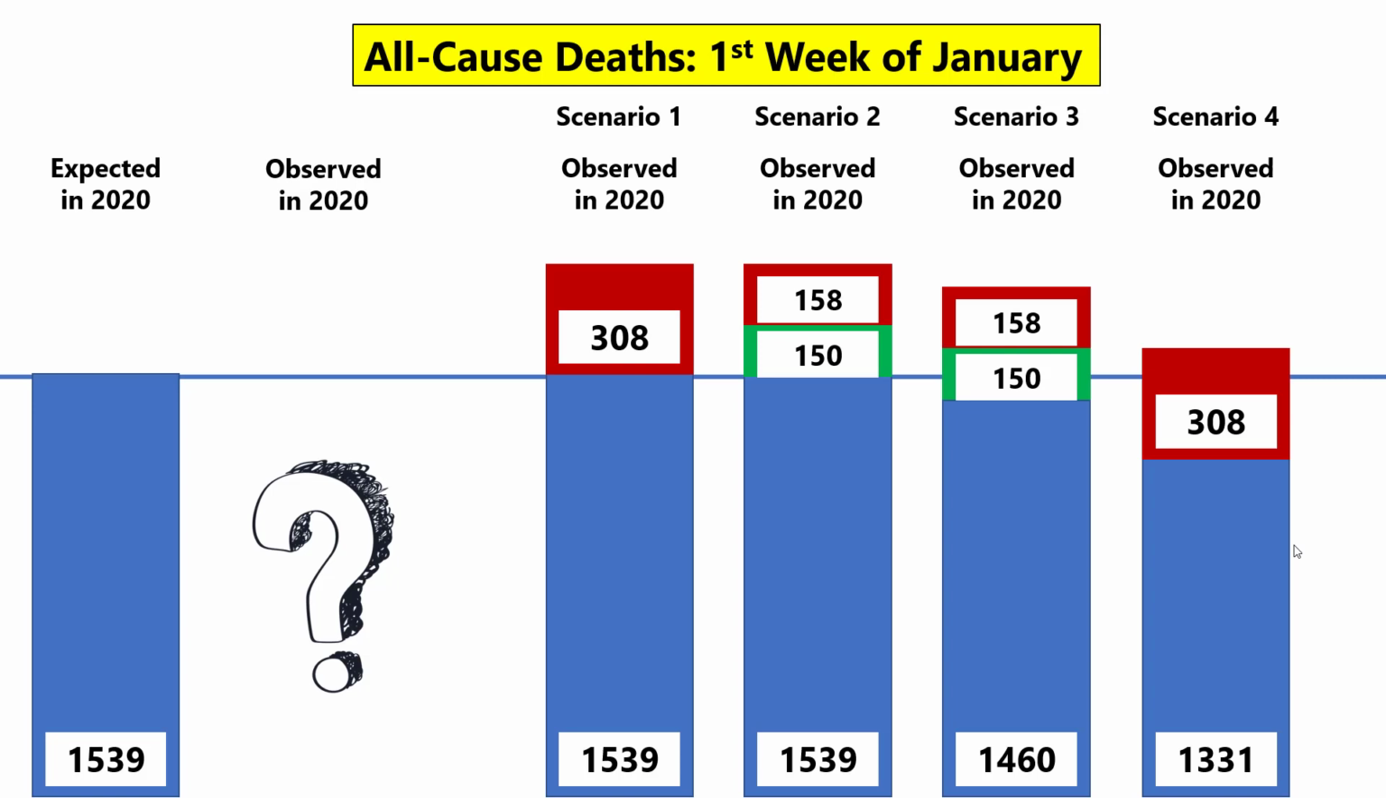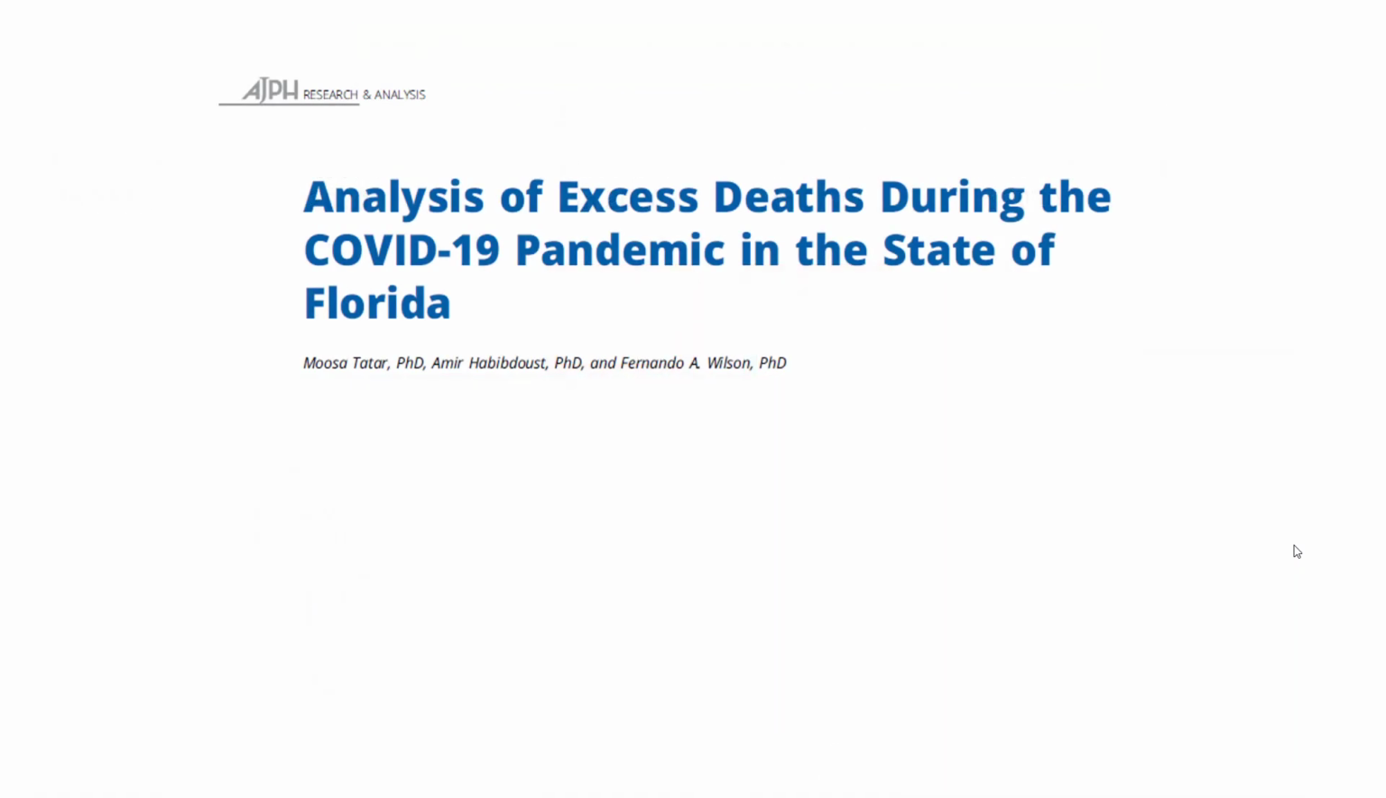But we obviously had 308 COVID-19 deaths. And in this scenario, the total number of COVID deaths, 308, is higher than the total number of all-cause excess deaths. So again, right now, just put that in the back of your mind. It will come back. So here was the study that was published in the American Journal of Public Health.